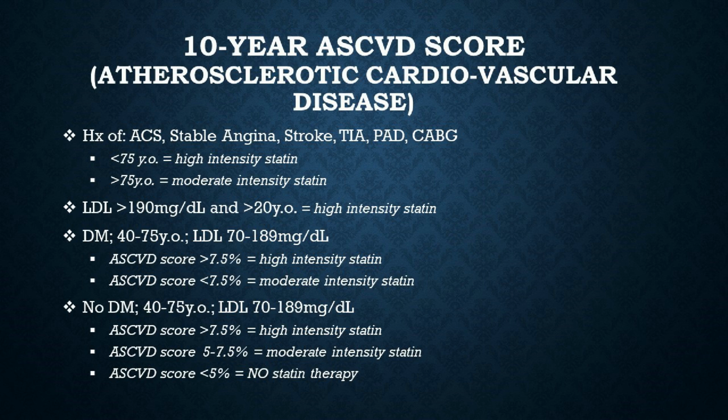Now, the last group of patients here that we are going to review are the patients who have no diabetes. They're between 40 and 75 years of age, and their LDL levels are between 70 and 189 milligrams per deciliter. Now, if these patients have ASCVD score more than 7.5%, it's easy, high-intensity statin. But if the ASCVD score is between 5 and 7.5%, then they will get the moderate-intensity statin. And if the ASCVD score is less than 5%, then they get no statin therapy.